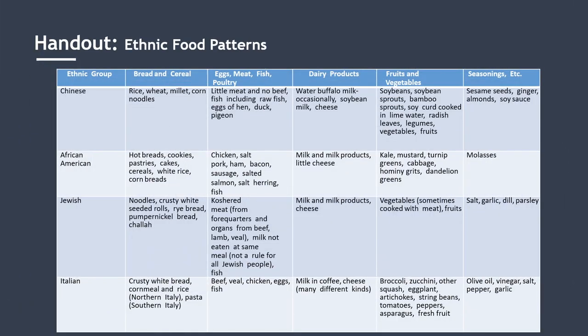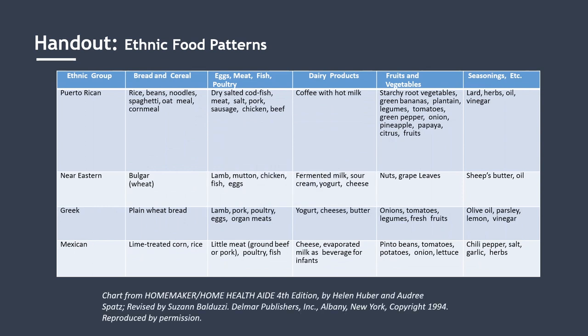Handout: Ethnic Food Patterns. Study the table below for the specific ethnic groups and common foods in each food group. These charts are sourced from the Homemaker Home Health Aide 4th Edition by Helen Huber and Audrey Spatz, revised by Suzanne Balduzzi, Delmar Publishers Incorporated, Albany, New York. Copyright 1994. Reproduced with permission.